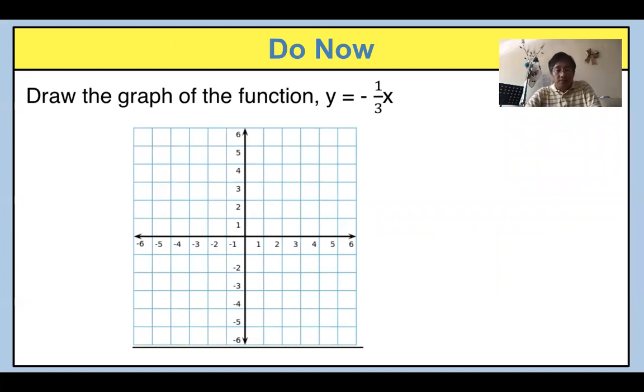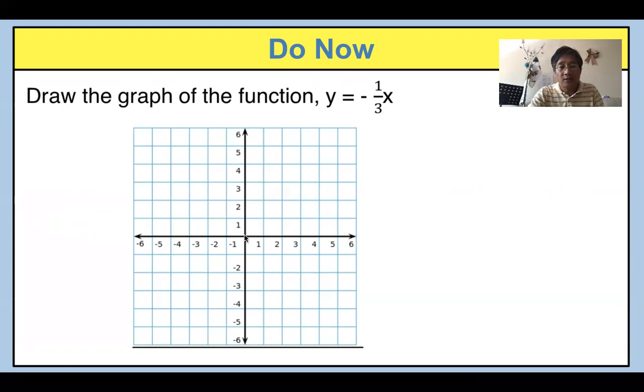When you draw the graph, what do you do first? You start from the y-intercept, right? The y-intercept is when x equals 0, this becomes 0. Plus, there's nothing here. It means the y-intercept is 0. So you start from 0, 0 here. And then you use the slope to find the next point, right? Slope is negative, which means go downward when x goes higher. So the numerator is for y, the denominator is for x when you go to the next point from here.